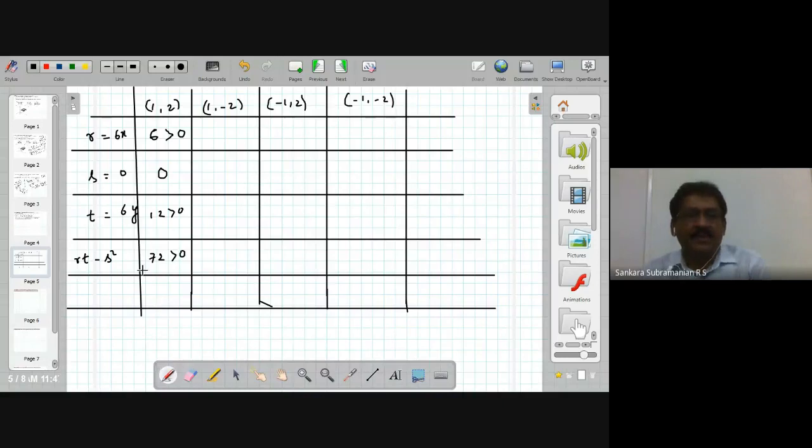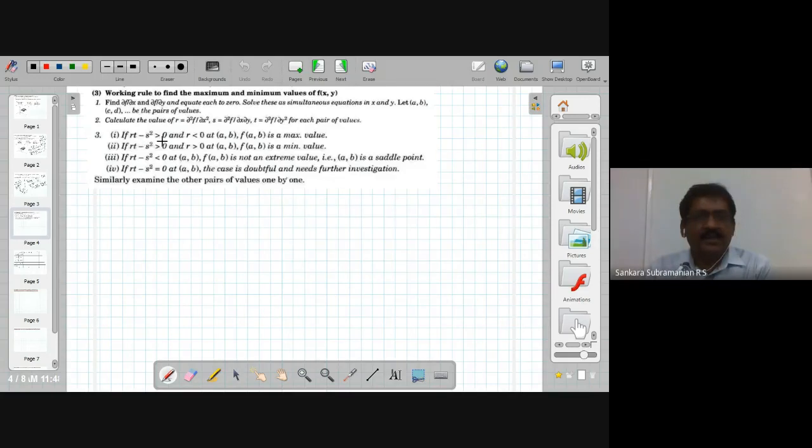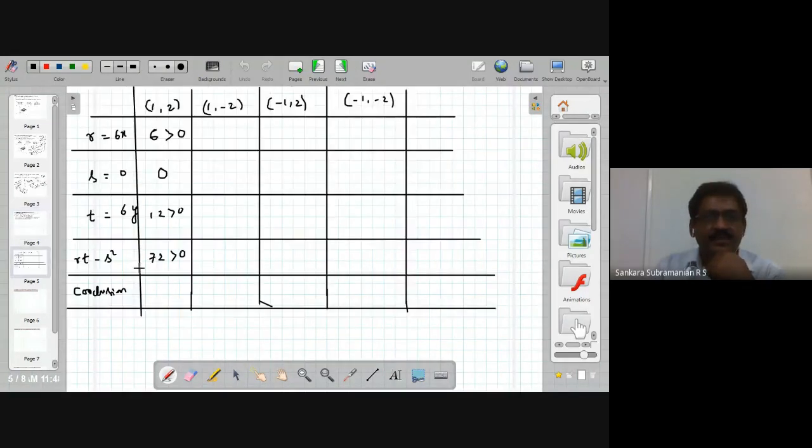Now the conclusion. RT minus S square is greater than 0 and R is greater than 0. So at this point (a, b) the function attains the minimum value. So you have to say that at the point 1, 2 this is a minimum.